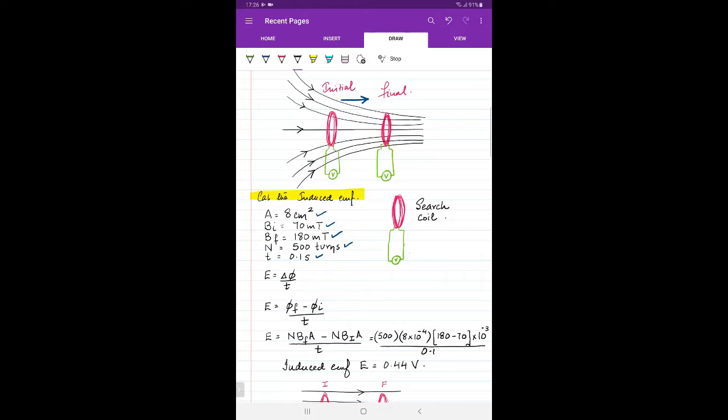Okay, what this answer is telling us is that when you move this search coil from its initial position to a final position, because of the change in cutting effect or a change in magnetic flux, the EMF induced or the voltage produced amounts to so and so volts. So 0.44 volts is the amount of induced EMF because of a change in magnetic flux as the coil moves from its initial position to its final position.